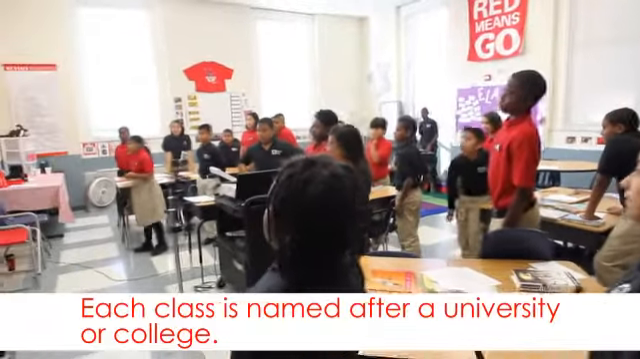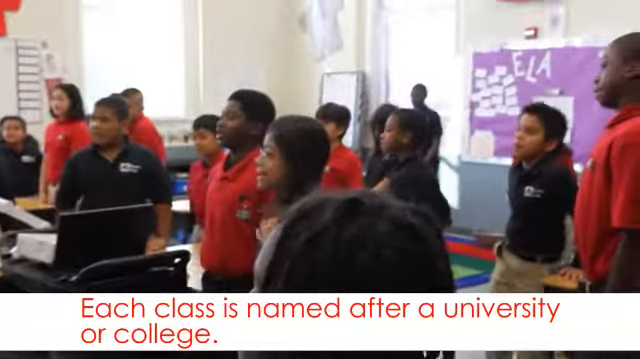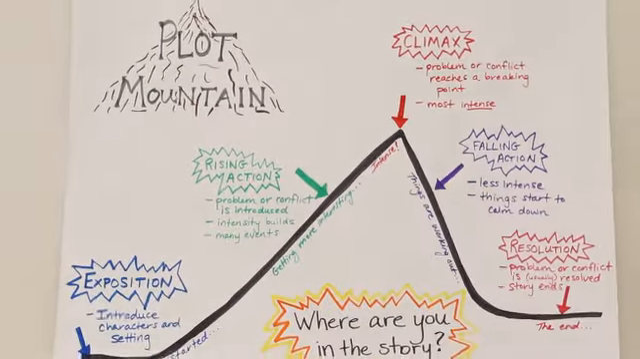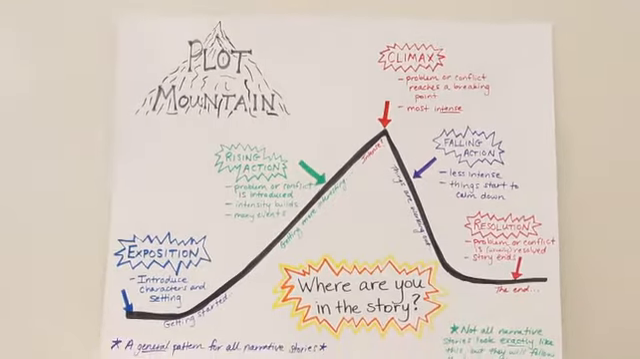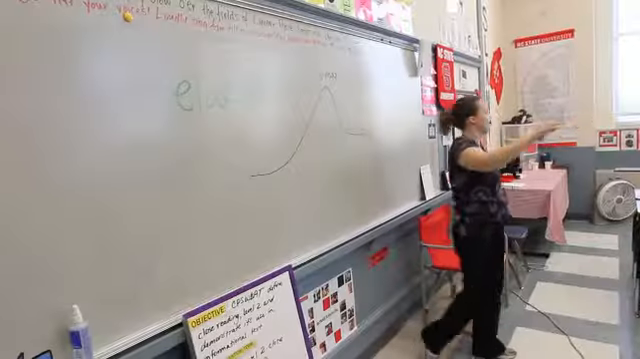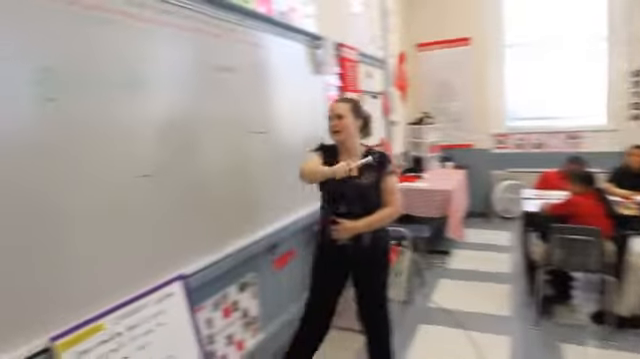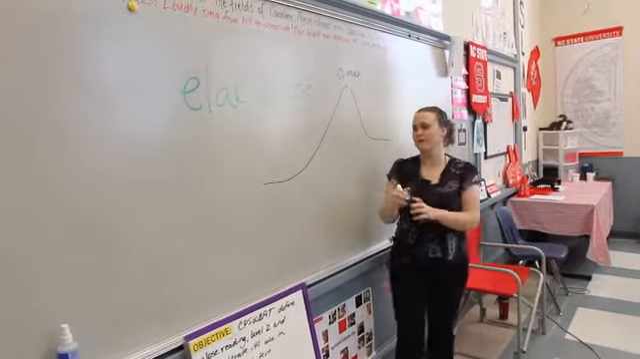Good morning, NC State. Good morning, Misfits. Who can help me with the parts of the plot mountain? I got a plot mountain here. Who can help me out? I've got hands everywhere. Excellent. Sam. Exposition, and tell me where I land. There we go.